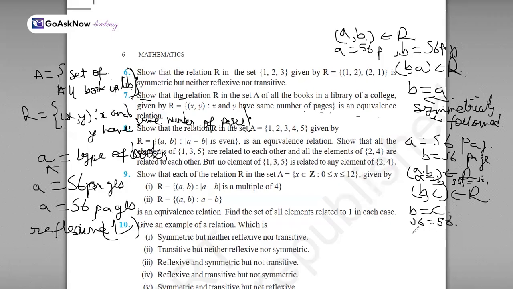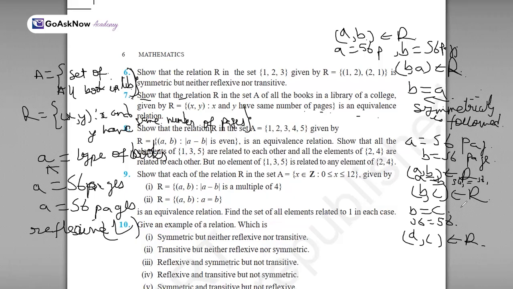It means that A comma C also belongs to capital R for each A, B and C. Why? Because all three must have the same number of pages. If two have the same pages and two others have the same pages, it must also follow that A comma C belongs to capital R. So it has been shown that this relation is also a transitive one.